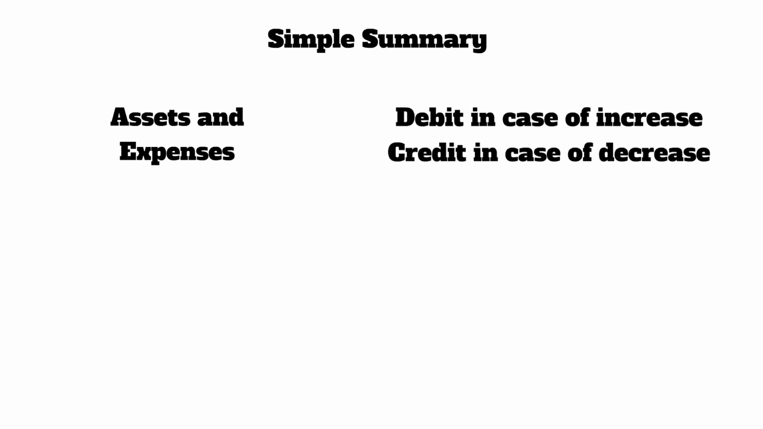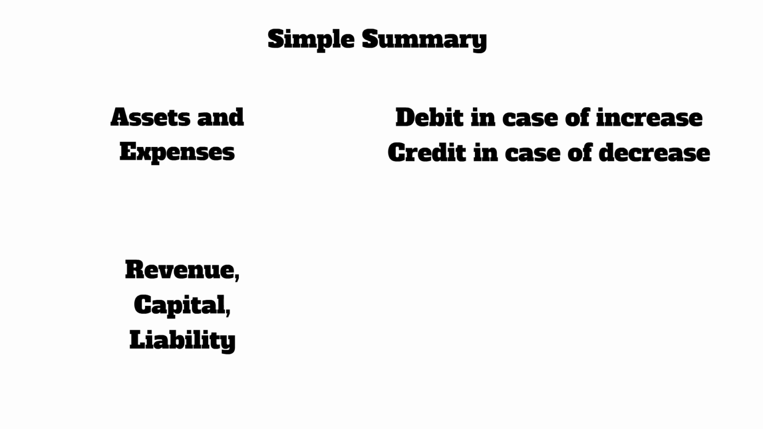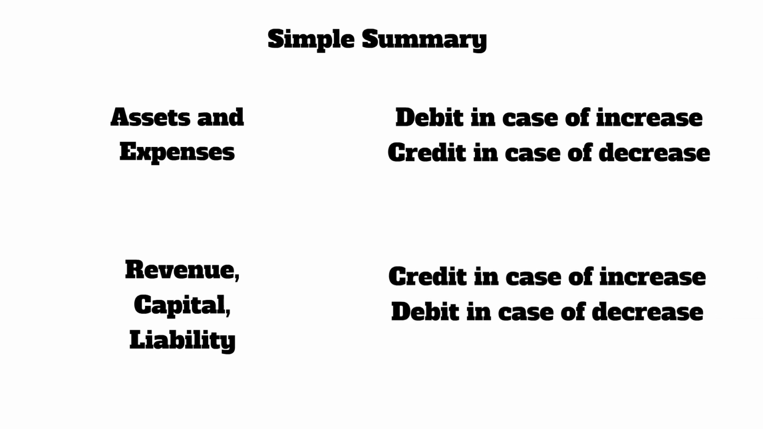So to conclude this short video, let us try to understand what we have observed in the past few minutes. Assets and expenses, this is the logic that is permanent in whatever accounting transaction that you're going to do. Debit in case of increase and credit in case of decrease. That applies for both assets and expenses. Whereas for revenue, which can also be called income, capital and liability, you credit in case of increase of these items and you debit in case of decrease of these items in the business.